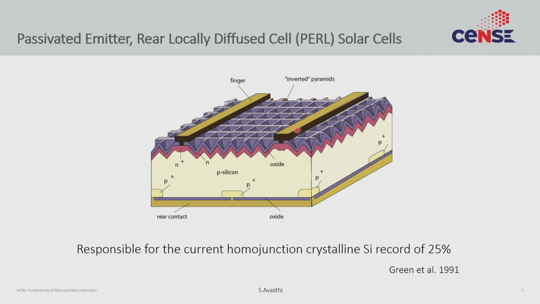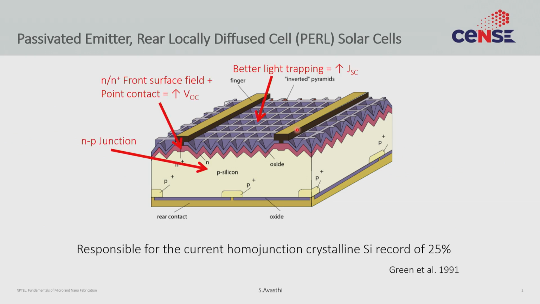Okay. So in this slide, I will just again highlight something we have already discussed. So here is the p-n junction. Here is the n plus contact. Having two diffused contacts allows you to increase the open circuit voltage, or the voltage of your solar cell. We see these pyramid structures. These pyramid structures actually help in trapping the light.